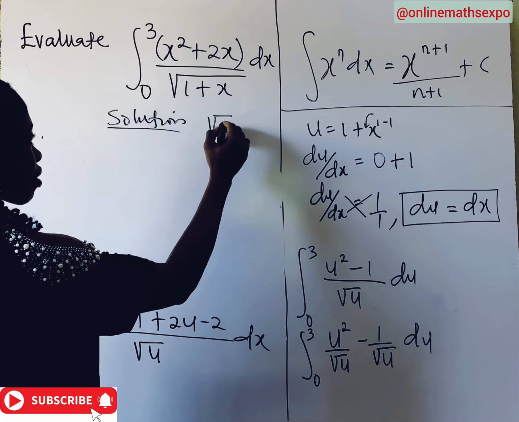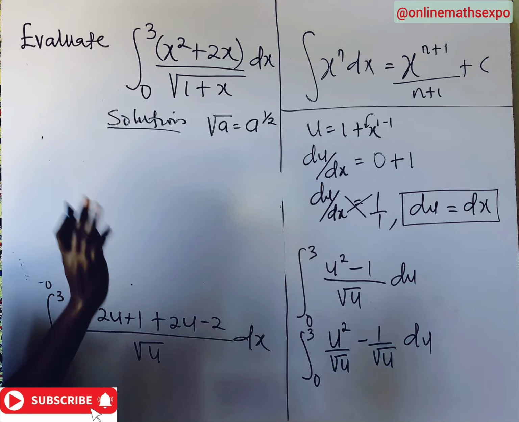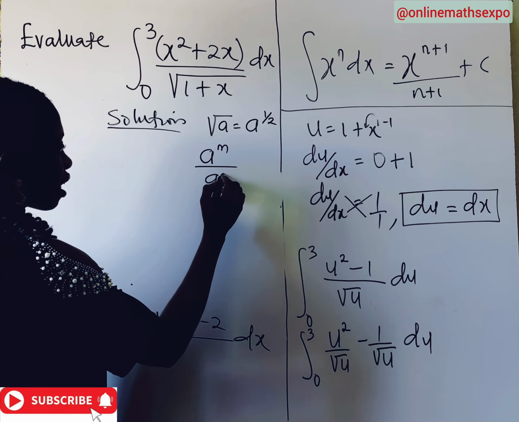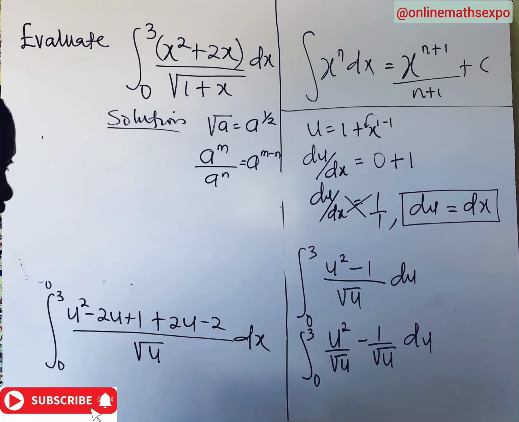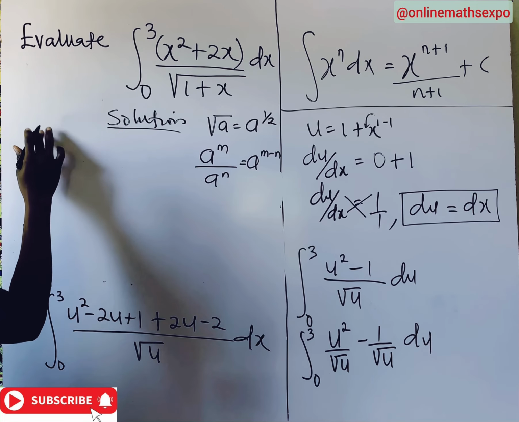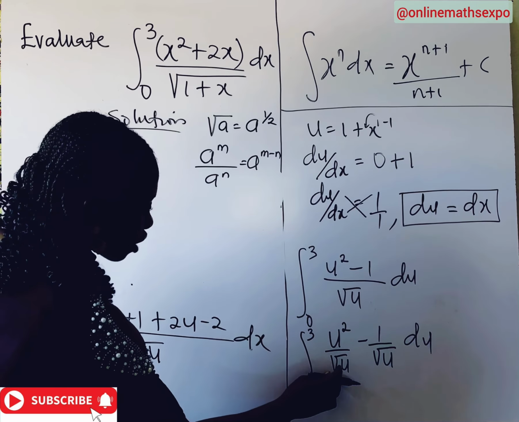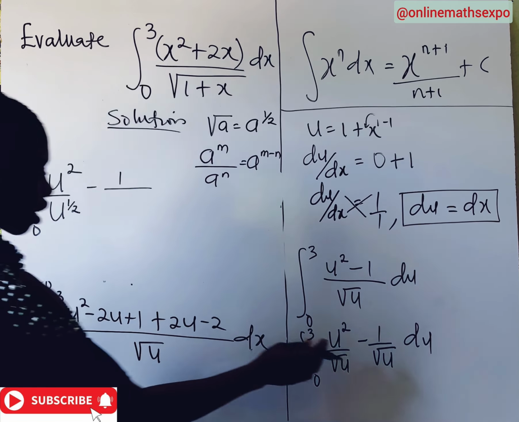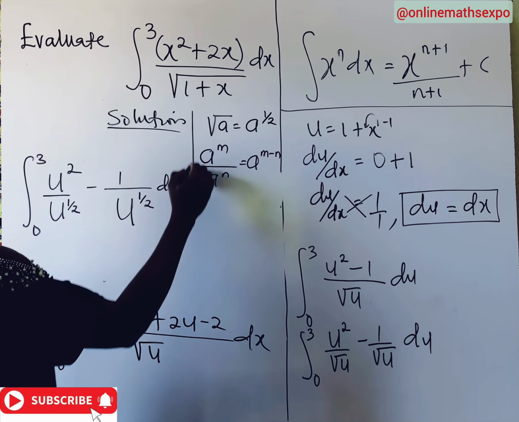So we're going to now say at that point, remember your rule of indices, that each time you have square root of a, it is the same as a to the power of half. Okay? And another rule says if I have a raised to power m divided by a raised to power n is a raised to power m minus n. You subtract the powers. So let's apply this here. This will give us integral from 0 to 3. This is u squared, and it's been divided by u raised to power half. Did you see that? Minus 1 over u raised to power half, then du. I hope this is clear.